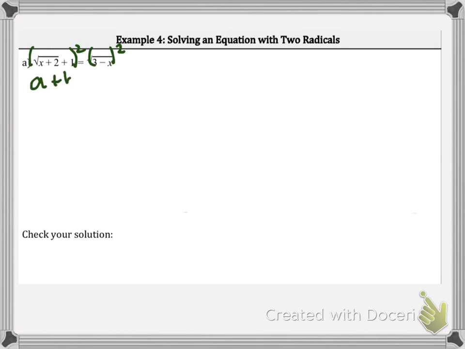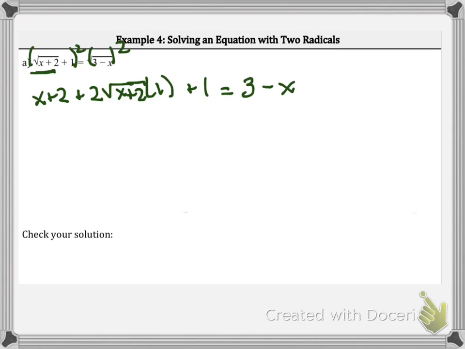This is our squared binomial again, even though it looks a little different with the square root of x plus 2. So we're still going to do a squared plus 2ab plus b squared. So a squared, that just makes that x plus 2. 2ab is plus 2, and then the a, square root of x plus 2, times 1, so I'll write that just to have it there, plus b squared. Then on the right side, that just gets rid of the square root, so it's just 3 minus x. So we have 2 and 1, so that combines to make 3. x plus 3 plus 2 square root of x plus 2 equals 3 minus x.